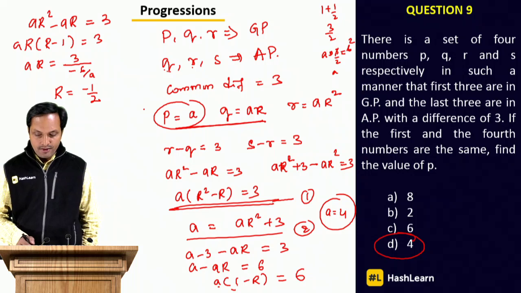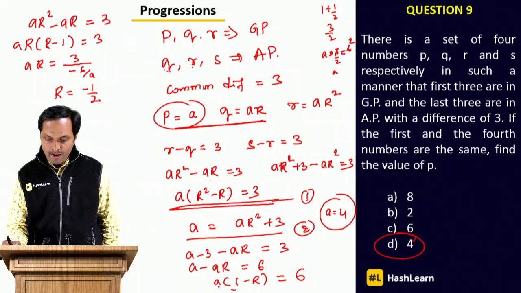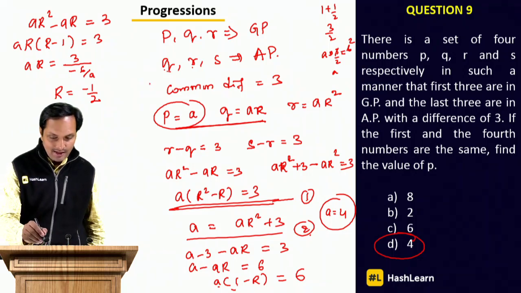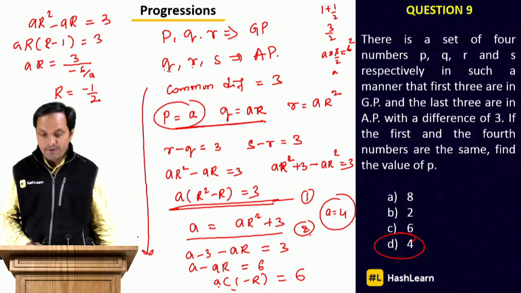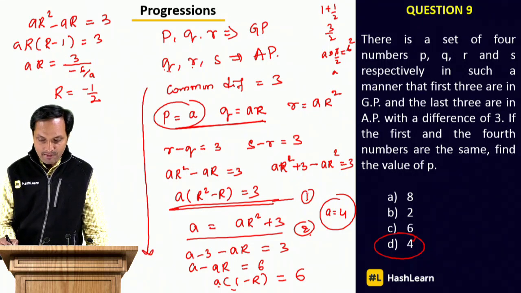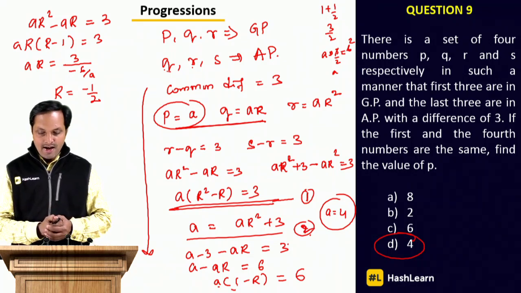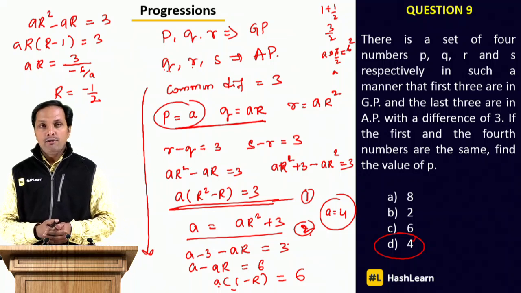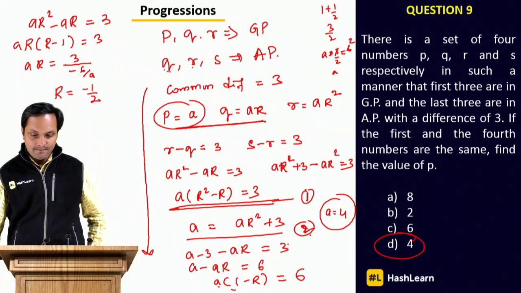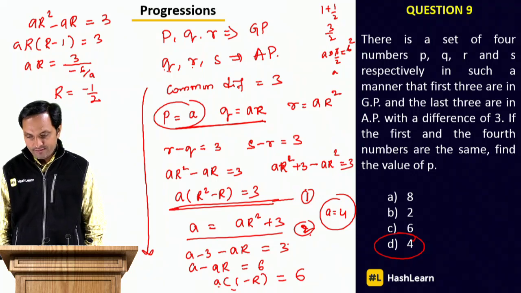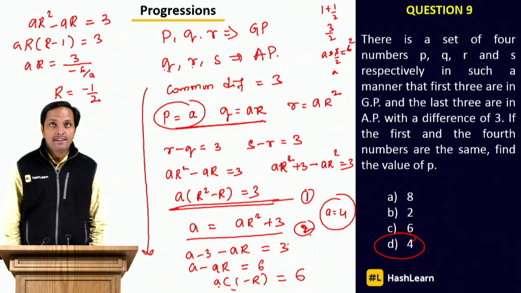So what you do, just you simplify 1 and 2. Substitute one in the other. So here the steps are little complex because of shortage of space. So make a note of step number 1 and step number 2. Substitute one in the other and simplify. You will get the value of a, that is p is equal to 4. Is it clear?